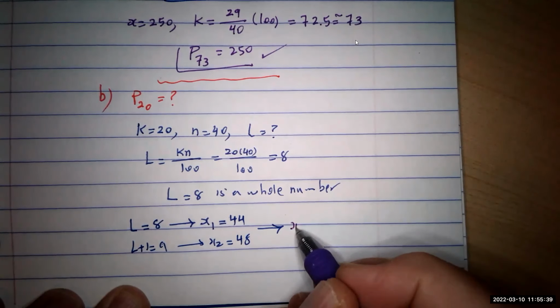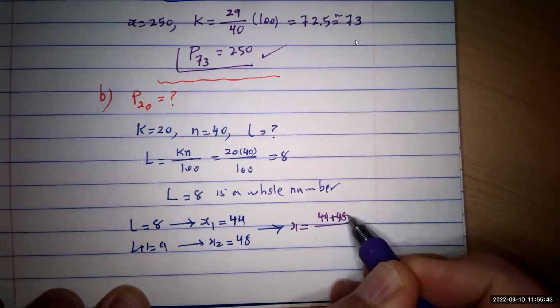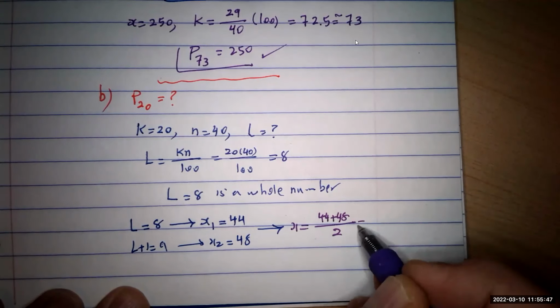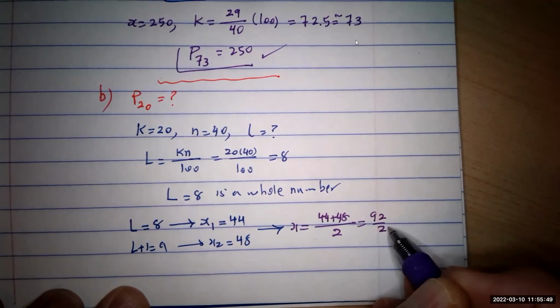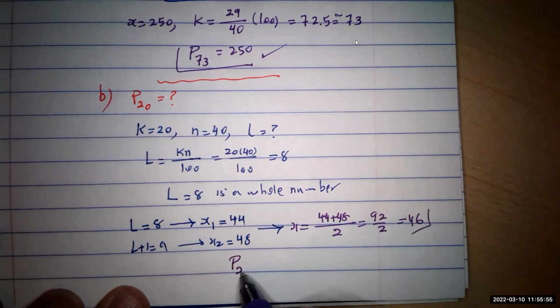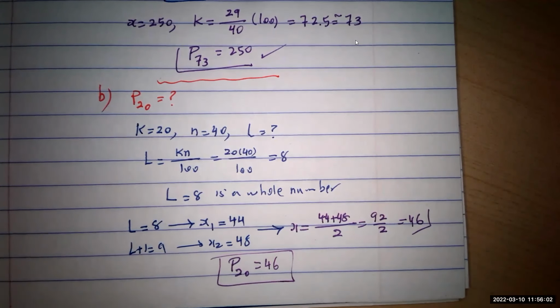Then the value that you are interested in is halfway. X is 44 plus 48 divided by 2. So that gives you 92 over 2. So the number is 46. So the number at the 20th ranking percentile is 46. That's case one. Any question?